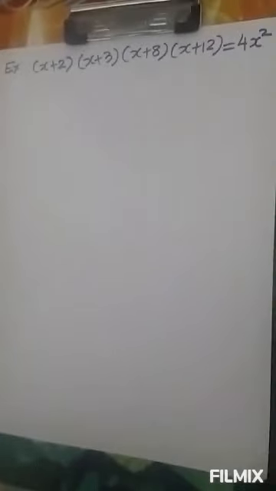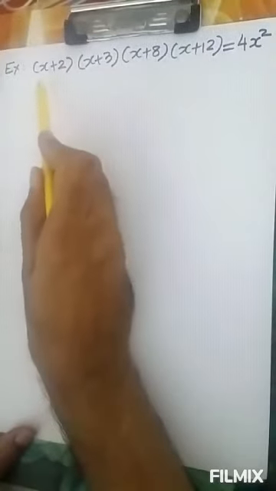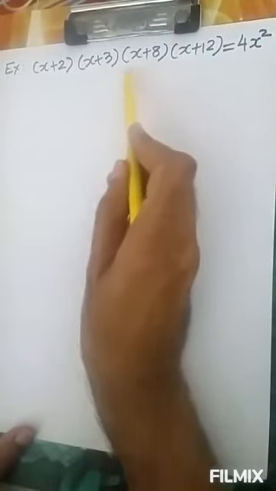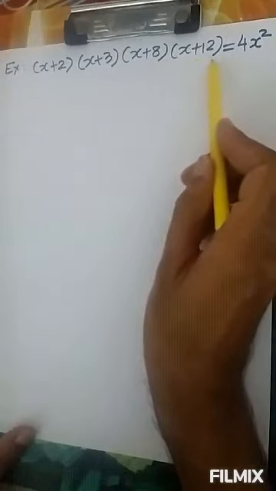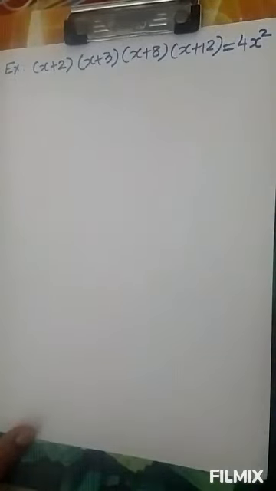Now let's try to attempt this question. This is x plus 2 into x plus 3 into x plus 8 into x plus 12 equals 4x square. Now how do we approach this? How do we solve this question? Okay, let's think.